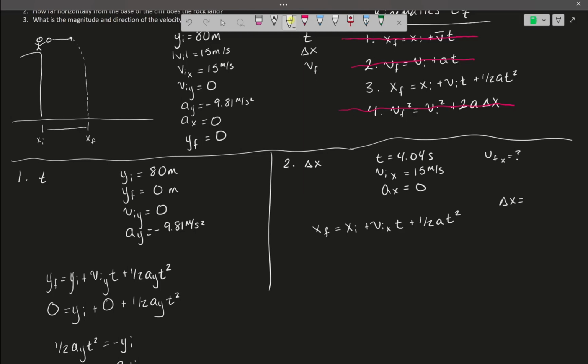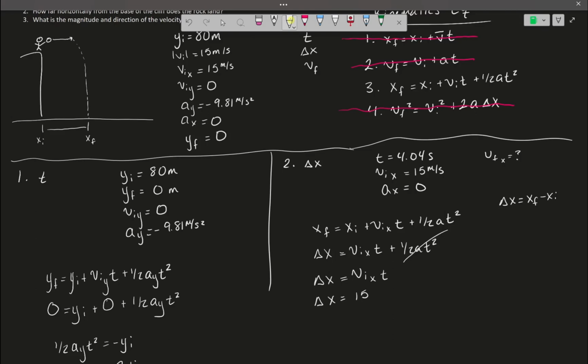Remember that at delta x, your change in position is the final minus the initial. So this will give me delta x is equal to the initial velocity in the x direction times time plus 1/2 acceleration time squared. Because my acceleration in the x direction is 0, that last term is going to go away, meaning that my change in position in the x direction is going to be equal to just the velocity in the x direction times time.